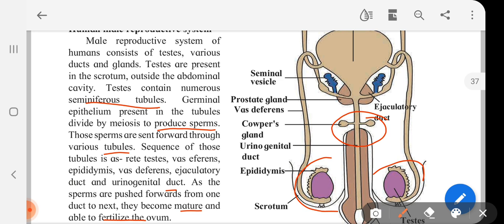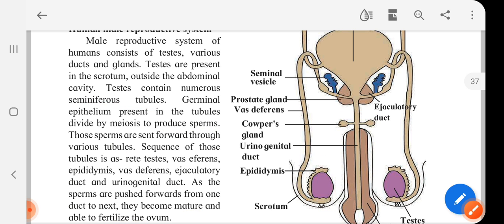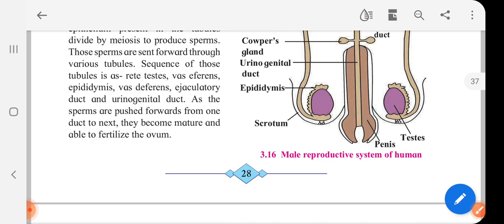As the sperms are pushed forward from one duct to the next, they become mature and able to fertilize the ovum. So the sperm which is generated in the testis is passed through various tubules to the ejaculatory duct, from where they are given further, and that comes out from the male reproductive system, and then they are able to fertilize the ovum in the female reproductive system.